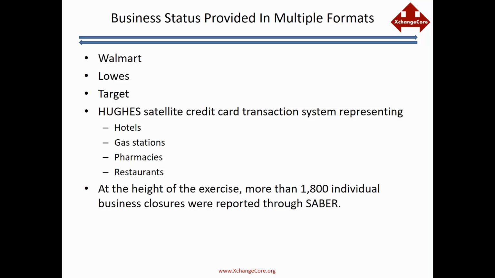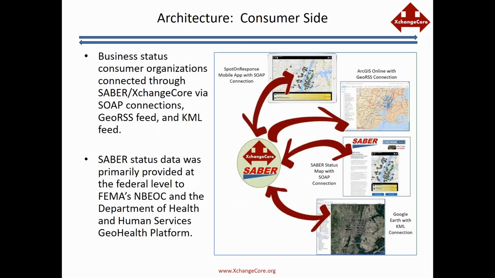Some of the organizations say it's only an approximate proxy because, as many of the pharmacies say, they can still do credit card transactions using the old paper way, and they keep them stacked up in the back. So if there is an emergency, they're able to continue to sell out everything that they have using paper credit card receipts, and don't need the credit card transaction system. So it's a good approximation of open-closed status. At the height of the exercise, we had more than 1,800 individual business closures being reported through SABER. So that's the provider side.